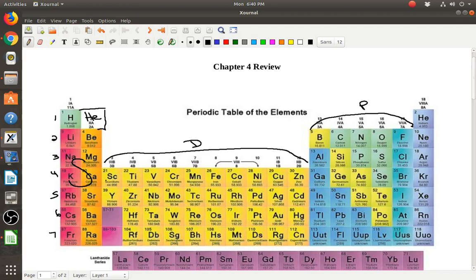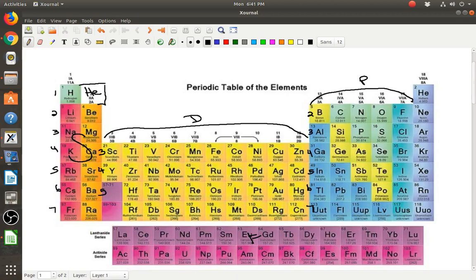When you go from 4 in the middle section, it goes down to energy level 3. When you get back over to the P block, it goes back up to energy level 4. So this is still 2 and 3 and 4, 5, 6, and 7. And this is the F block. The ones at the bottom are the F block.